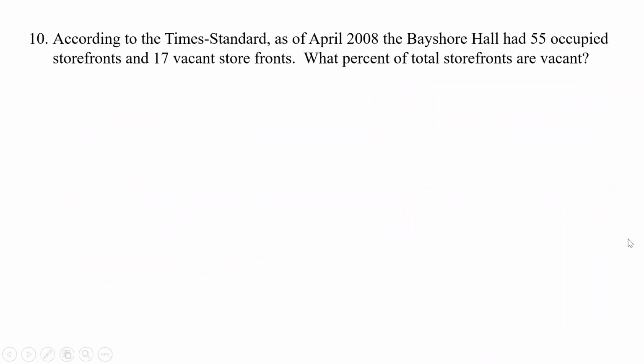According to the time standard, as of April 2008, the Bayshore Hall had 55 occupied storefronts and 17 vacant storefronts. What percent of the total storefronts are vacant? Well, X is going to be our value because we don't know what percent it is, times the total storefronts. Well, what do we have for total? Well, 55 plus 17, that's going to give us our total. And so that should be 72.